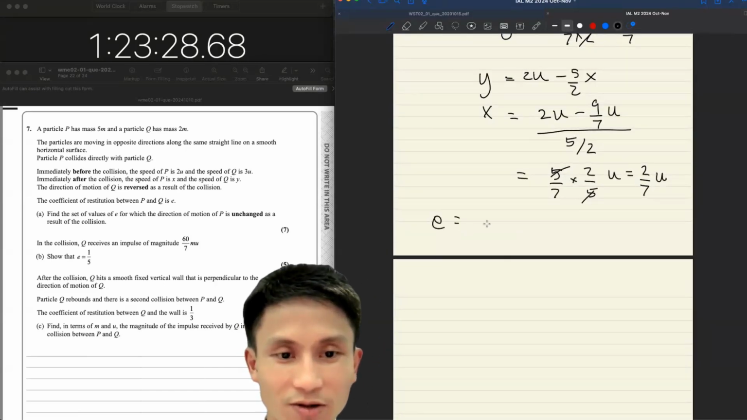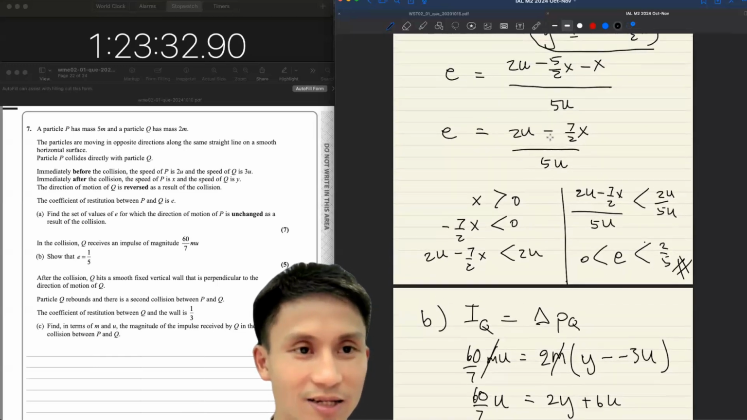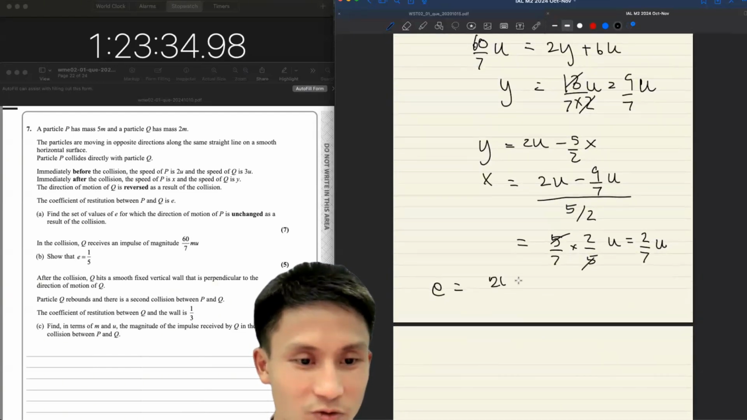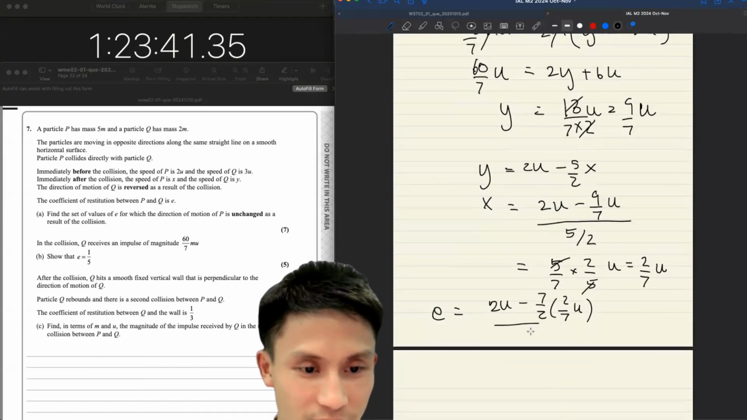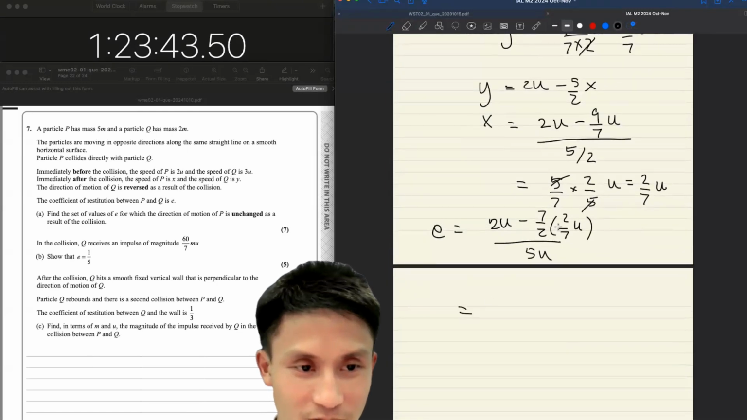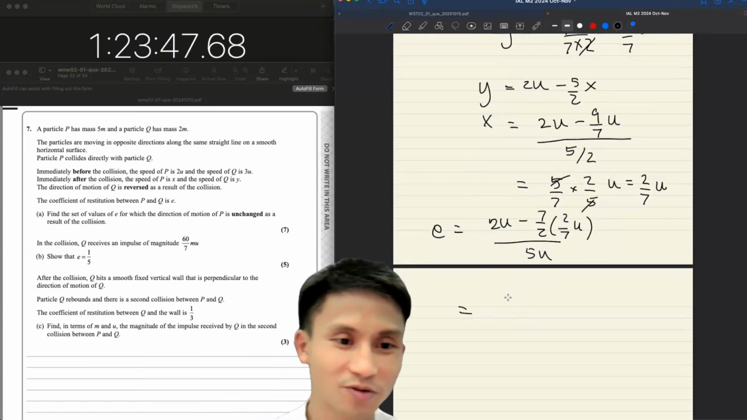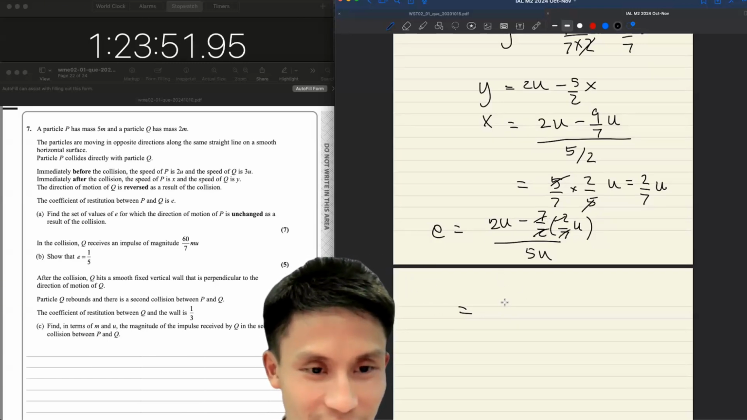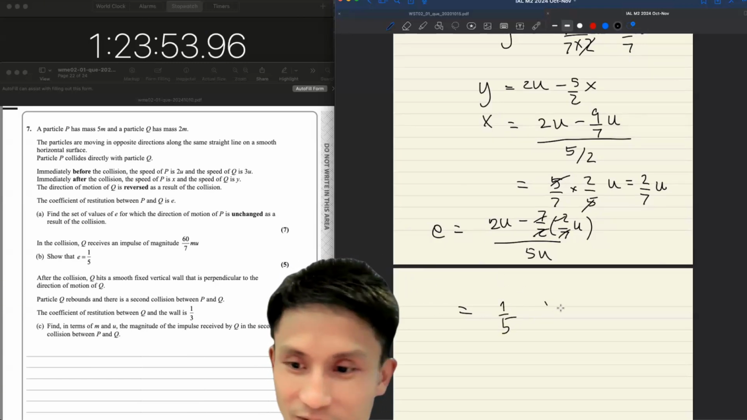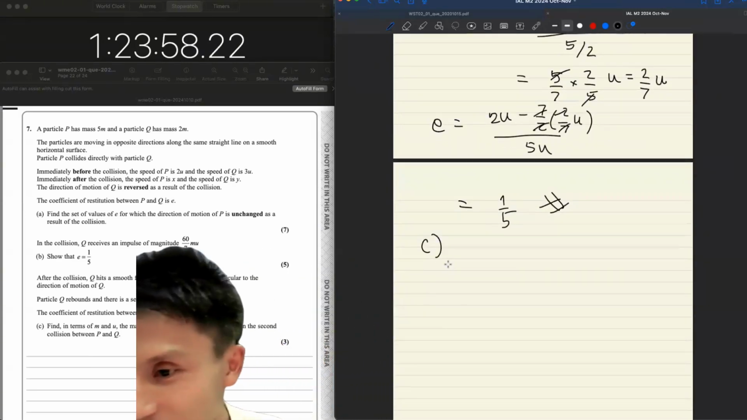Okay, so E is going to be equal to all that. 2u minus 7 over 2x, which is that guy, over 5u. Hopefully I'm right for this one. Oh no, that is 0. It's impossible. Oh no, it's not 0. This is 1. Sorry, this is 1 over 5. Yes. Okay, 7 minutes.